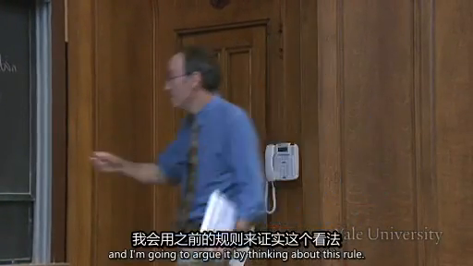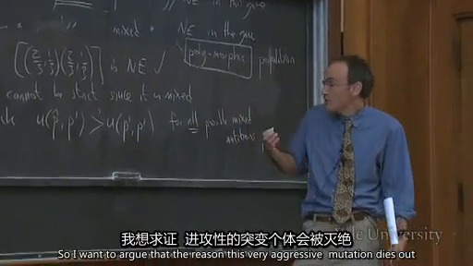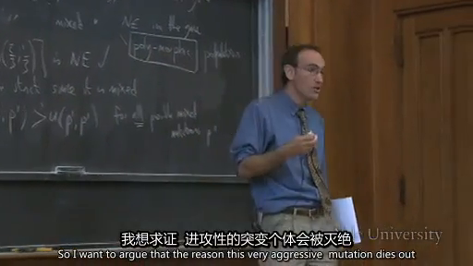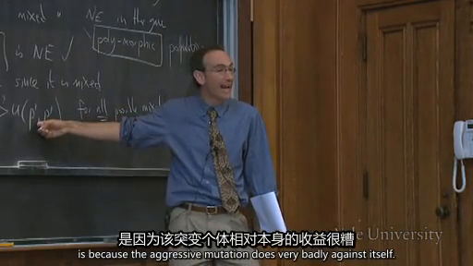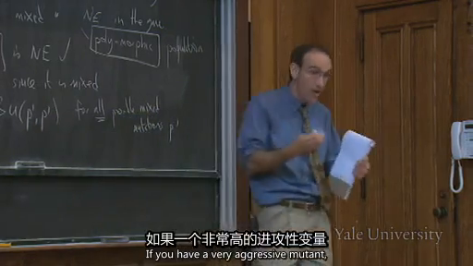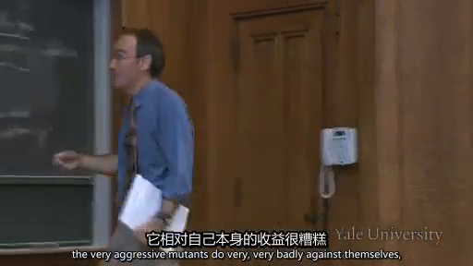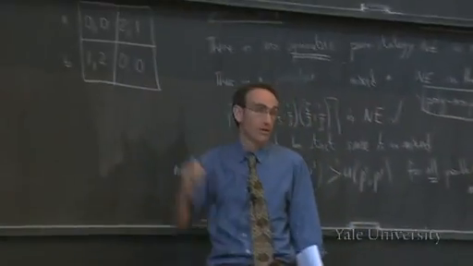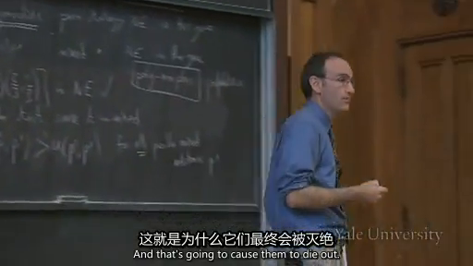And I'm going to argue it by thinking about this rule. The reason this very aggressive mutation dies out is because the aggressive mutation does very badly against itself. Is that right? If you have a very aggressive mutant, the very aggressive mutants do very, very badly against themselves. They get 0. And that's going to cause them to die out.